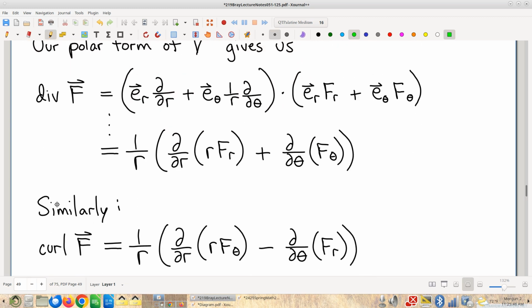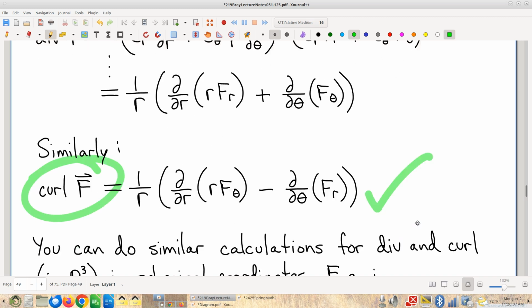Okay, so now you can do something similar with curl. This is the formula. Again, don't memorize these. I've never memorized them. I made it all the way through a physics major and a math major without ever memorizing these formulas. I used them, for sure, right? But never memorized them. So don't do that.